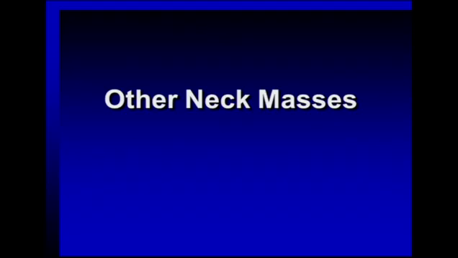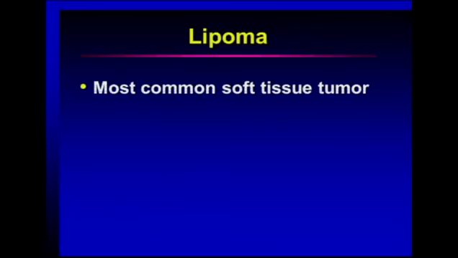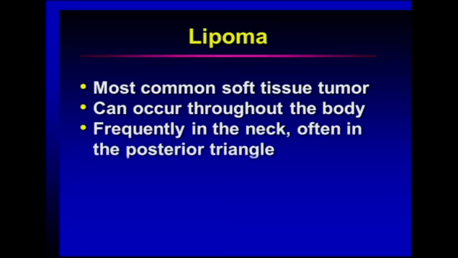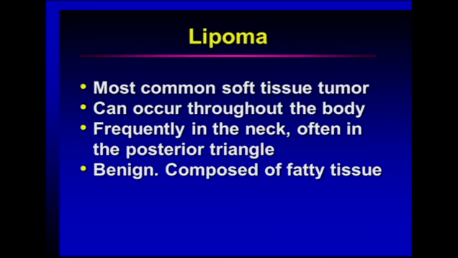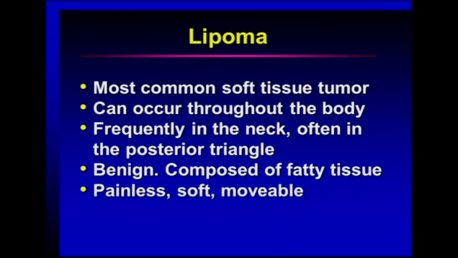So we've talked about several types of neck masses that occur in typical locations. In the last few minutes, we'll talk about three masses that can occur in variable locations within the neck. One is a lipoma. Certainly we've all seen these sonographically. They're very common soft tissue tumors. They can be anywhere in the body, but frequently are found in the neck, often in the posterior triangle. They are benign, composed of fatty tissue.